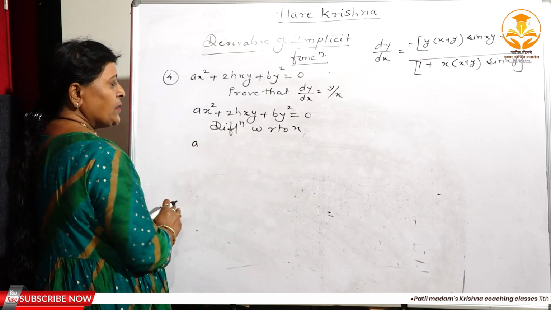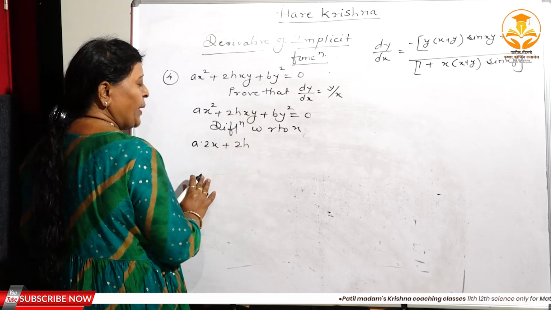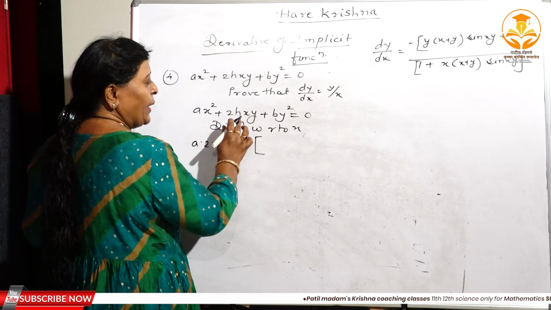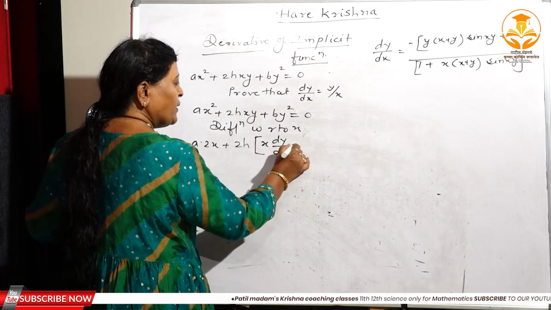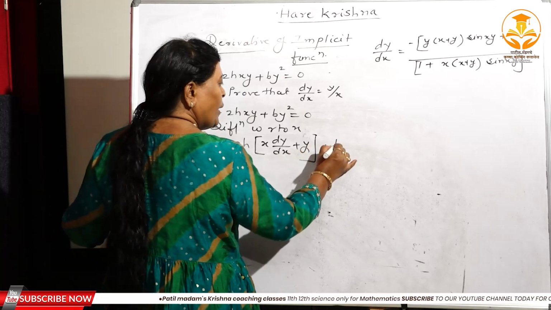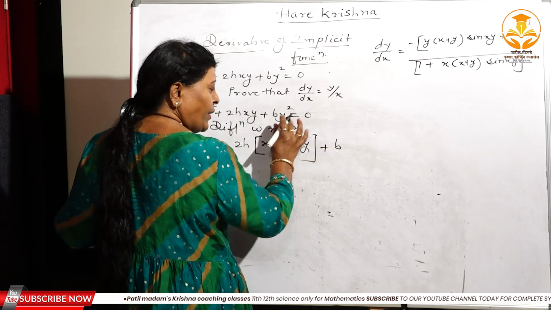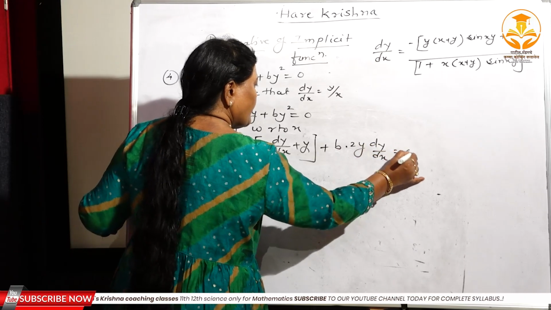A remains as it is. The derivative of x square is 2x. Twice h remains as it is. Here you have to apply the multiplication rule. x remains as it is, the derivative of y is dy by dx. y remains as it is, the derivative of x is equal to 1. Again b remains as it is, the derivative of y square is 2y into dy by dx. It is equal to 0.